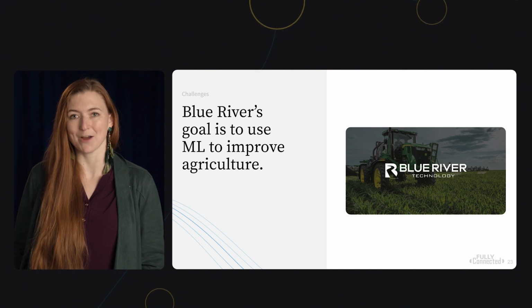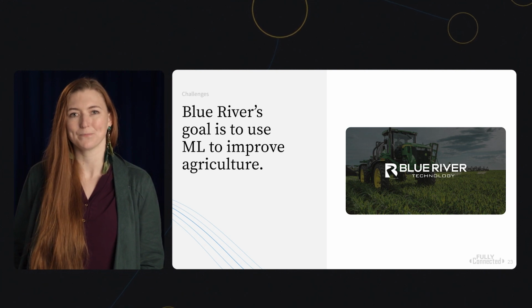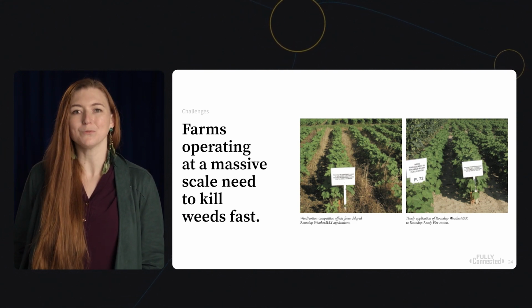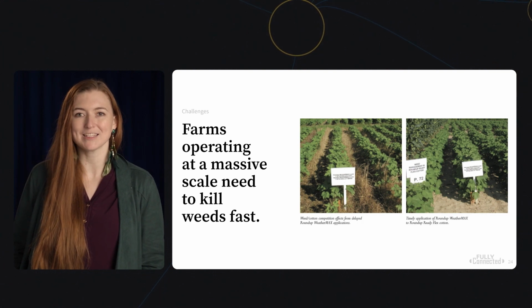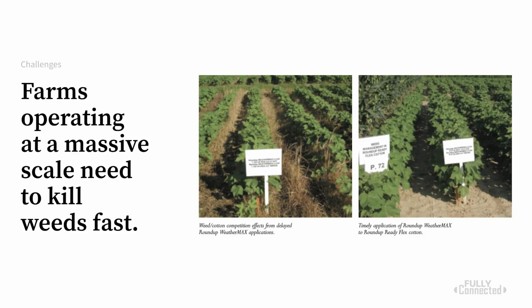Another one of our favorite customers to work with is Blue River, part of John Deere. Their goal is to use machine learning in agriculture, scaling up processes that are too slow and manual for a human. A little background on the problem space. Farms operating at a massive scale need to kill weeds fast. For example, when growing cotton, the weeds can compete for light and water and stunt the growth of the cotton plants. You can see this here in this comparison between the left, a field with weeds that are slowing the growth of the crop, and on the right, where weeds have been sprayed and the cotton is flourishing.